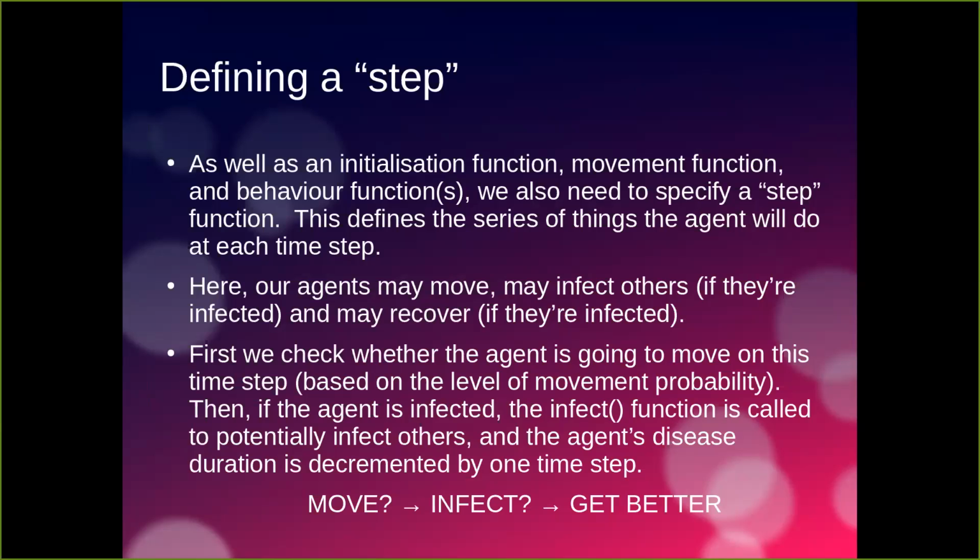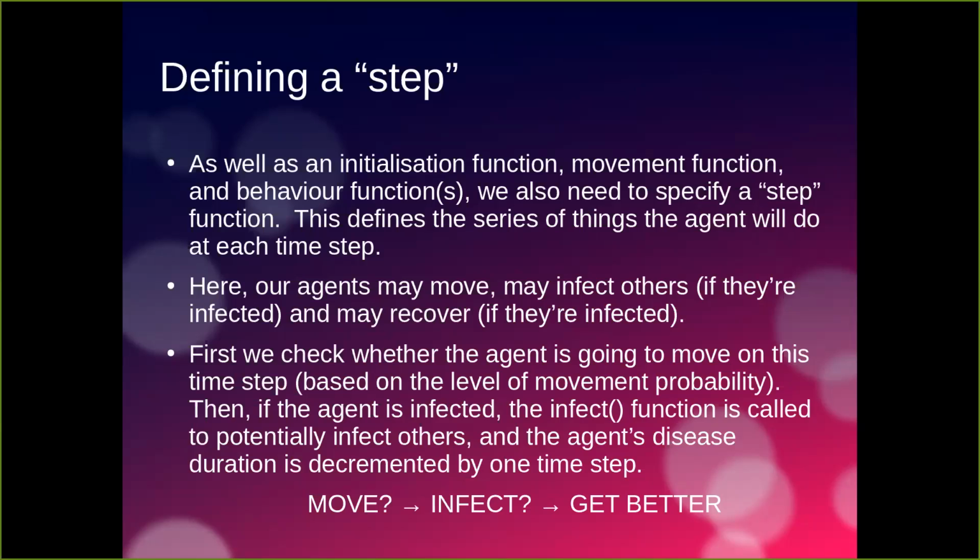So in our model, what we want is our agents at any time step might move. They may not. They might stay where they are. They might infect others if they're infected. Obviously, if they're not infected, then we don't want them infecting others because they can't do that. And also, if they're already infected themselves, they might recover, because remember, they've got disease duration, so they're not going to have it for life.